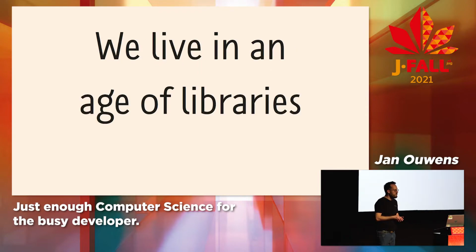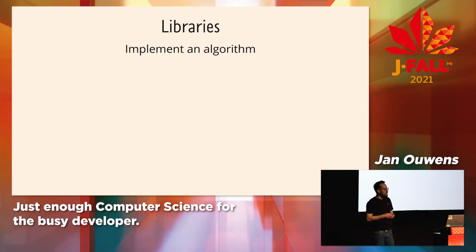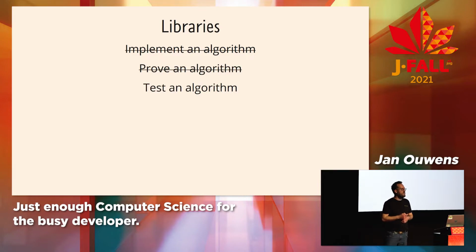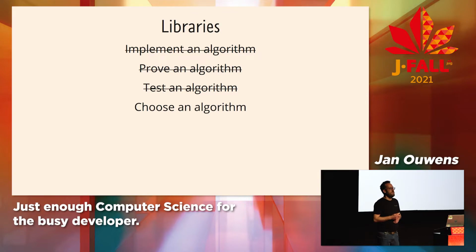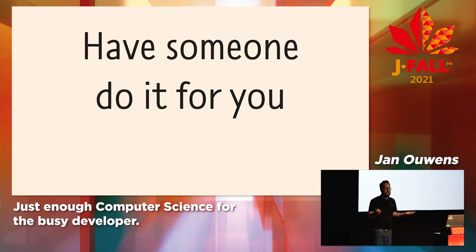So about algorithms, these days we live in an age of libraries, which means you can pick a library and the algorithms are already in there. So when you have libraries, you don't have to implement an algorithm, you don't have to prove it, you don't even have to test it, you just have to choose one, because it's probably already there in a library. So how do you do that? Well, you can have somebody do it for you.